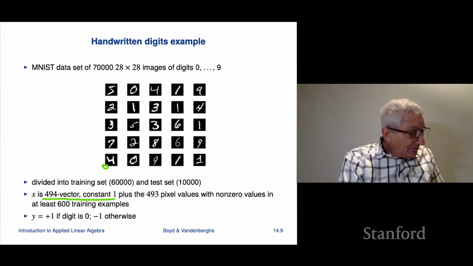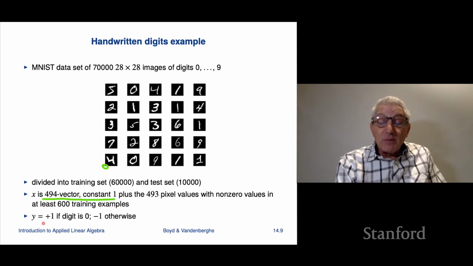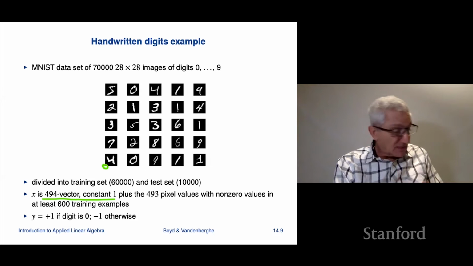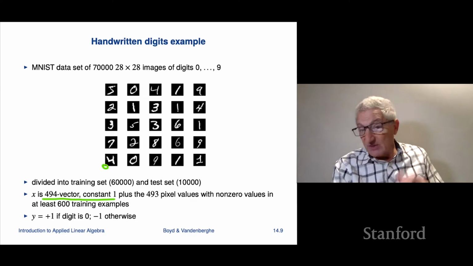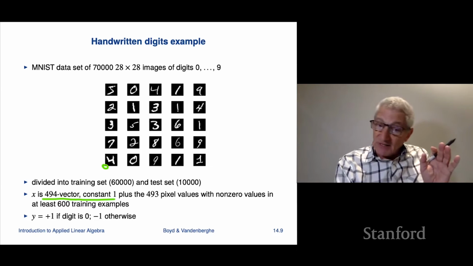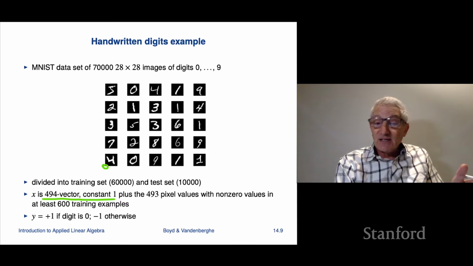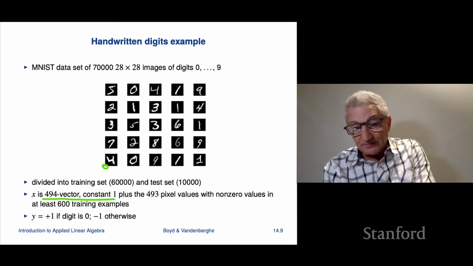What we're going to do is consider the problem of guessing whether a handwritten digit is 0 or not a 0. So it's going to be plus 1 if it's 0 and minus 1 if it's not 0, so if it's 1, 2, 3, up to 9. We're just trying to make something that will guess if an image is a 0. That's it.